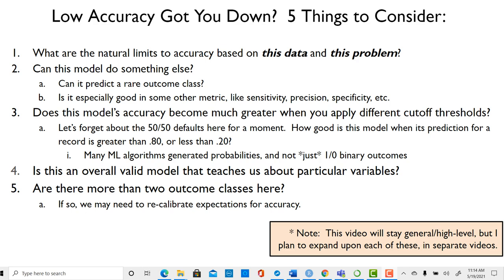Okay, number 4. Is this an overall valid model that teaches us about particular variables? Here's what that means. Let's look at linear regression for a moment. R squared is a very misunderstood statistic in linear regression, and I don't know where the idea came from among people that linear regression models need to have R squared values of like 0.7 or higher. I think that's a very good thing to say when you haven't done a lot with linear regression models, and you spend a lot of time around them. You might not say that, but let's forget about that for a moment.